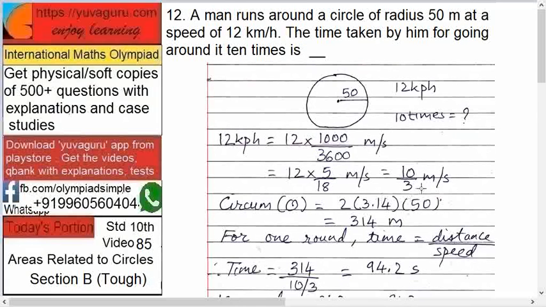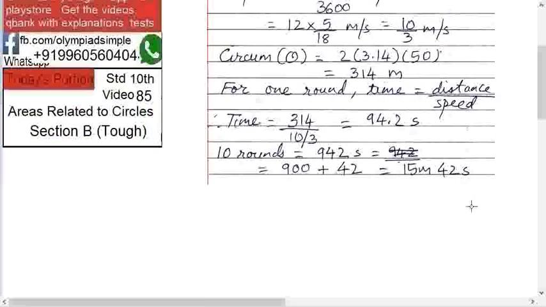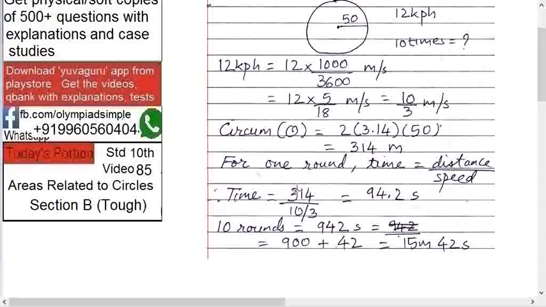That is the speed in meter per second now. So circumference is what, 2 pi r. So 2 into 3.14 into r is 50. So multiply it, you will get 314 meters. Okay, for one round time taken is what, time equals distance upon speed, right? So distance is 314 meters, right? That is the circumference. Upon speed is what, 10 by 3.